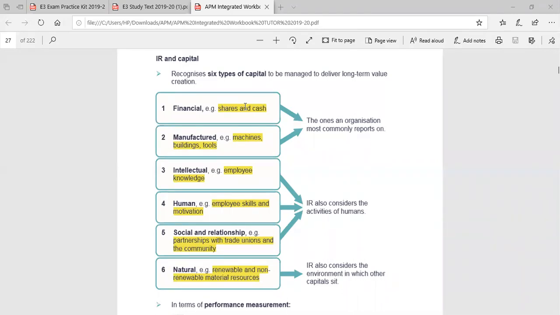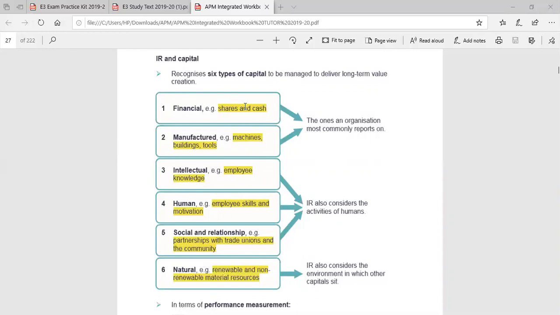So those things also have to be mentioned. How knowledgeable are their employees? Those things are also a capital for them. So that has to be valued on certain parameters, and then that also has to be integrated with the reporting. Then human capital talks about the employee skills and motivation.